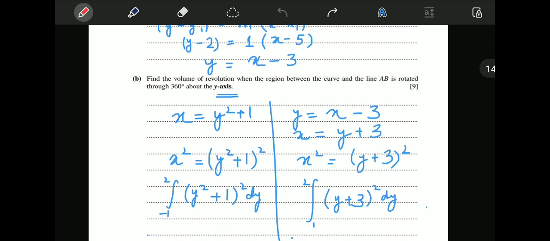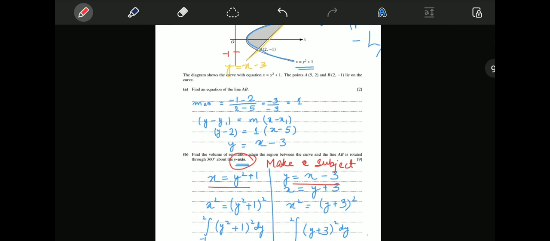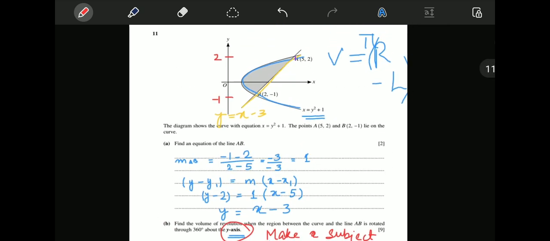Now let's do the second part. Part B says find the volume of revolution when the region between the curve and the line is rotated through 360 degrees about the y-axis. Okay, whenever we have this kind of question, we know we have a few steps. About the y-axis, that means we have to make x the subject.